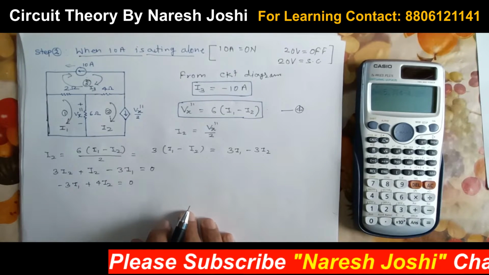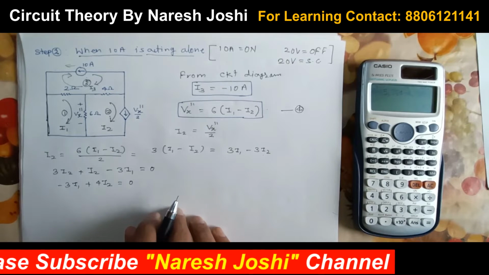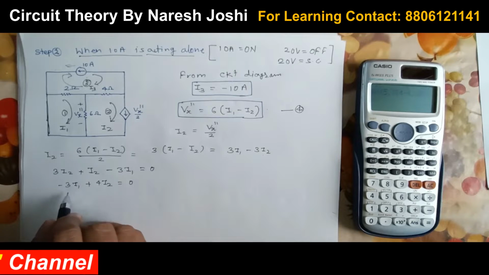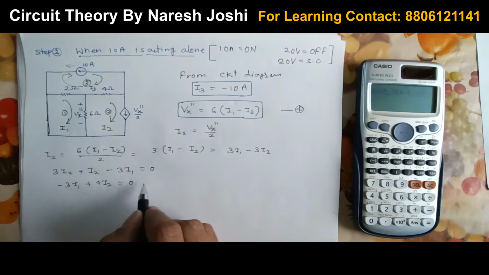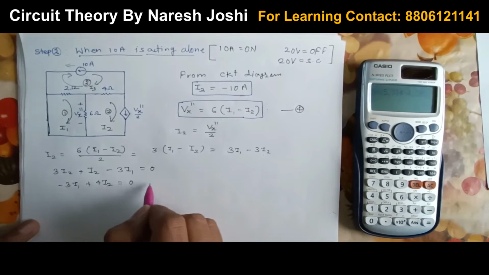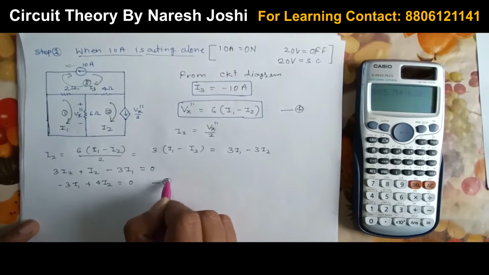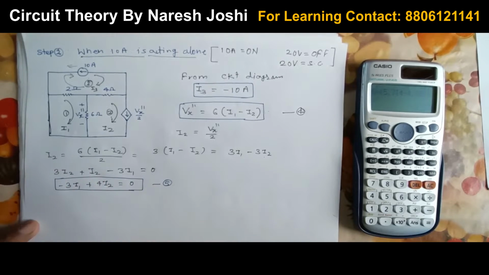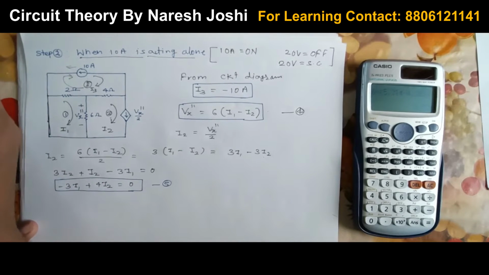Okay, so this is another equation, so we can mention the equation number here. You can see minus 3 I1 plus 4 I2, equation number 5. This is equation number 5.